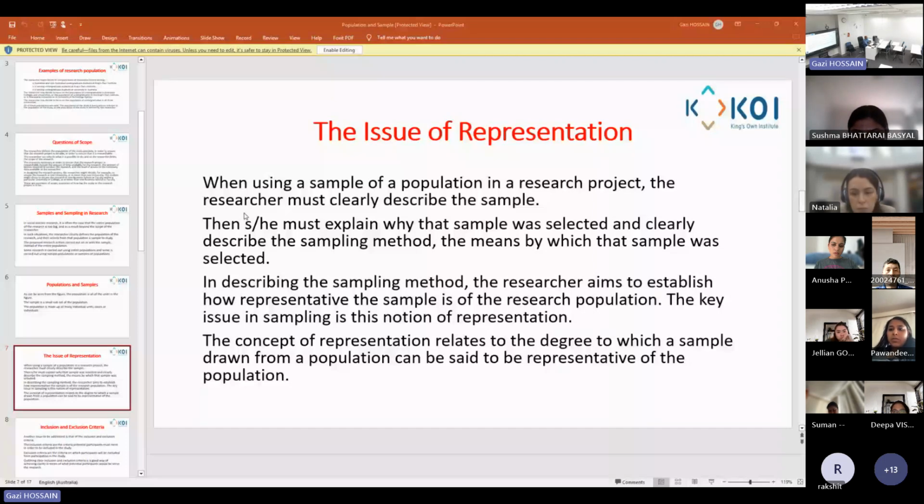When you will be collecting the data, you need to have some inclusion and exclusion criteria. So everyone, please try to understand what we mean by inclusion and what we mean by exclusion. Will we be excluding some of our population? And whom will we be including in our sample? This is the thing you need to understand.